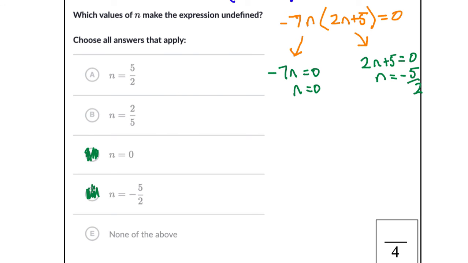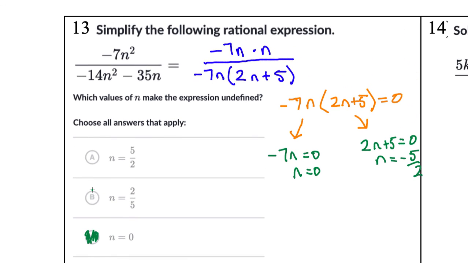But that's not the full question. The full question is asking you to simplify the rational expression, which means we now can cancel out the things that are on the top and the bottom. I can cancel out that negative 7n, and I get the final answer over here of n. Oh, I can cancel out the n's as well. Oh, wait, the n's already canceled out. Never mind. I thought there was another n that I can cancel out. So the final answer is just n divided by 2n plus 5.